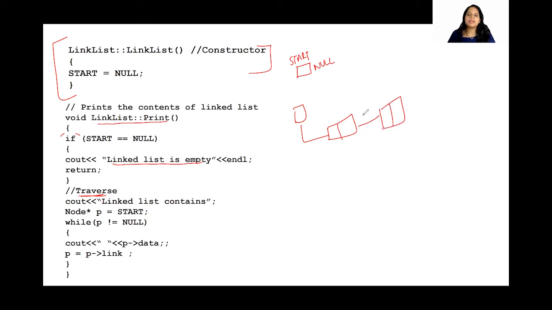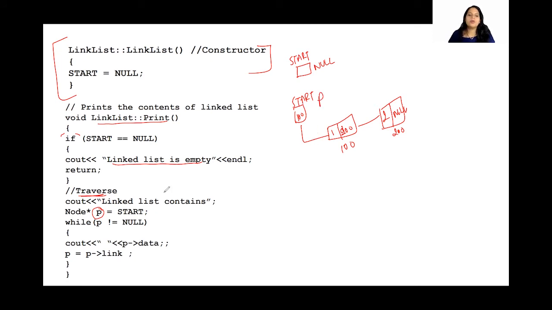For example, let me take this as my start. This has the address 100, and this node has data 1. This has 200, this is 200, and this is null. This is an example I'm taking, this node has data 2. Suppose this is my linked list. Now what is going to happen? I'm going to say cout linked list contains. Then I am declaring a pointer variable here, which is of type node. I'm saying P is of type node and it is equal to start. So I'm going to say that this is P.